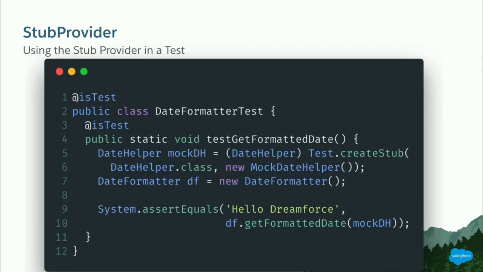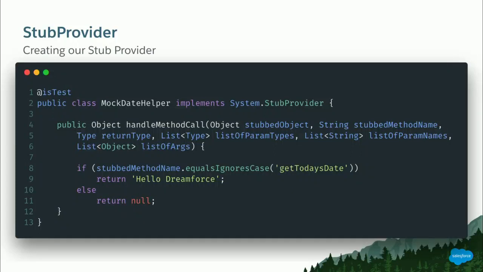So here's our test for that. We're going to create a date helper that is a mock, and we call this create stub method. And this create stub method takes two things. One, it takes the class that we're initially stubbing, the date helper class, and our actual mock instance. So we had that mock before. This is what we're going to insert here. And now we're going to get this mock DH object. And when we call our code, get formatted date, we're going to pass in our mock date helper instead of an actual date helper. Now, whenever any method in here is called, mock date helper is called, it's going to automatically return hello Dreamforce. Okay? That's the power of stubs.